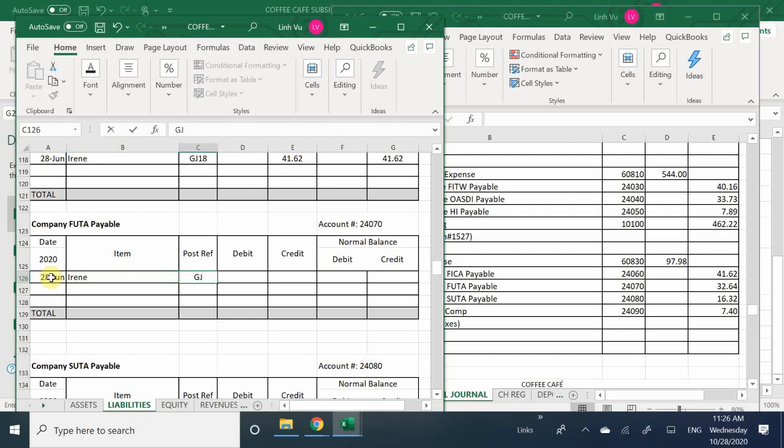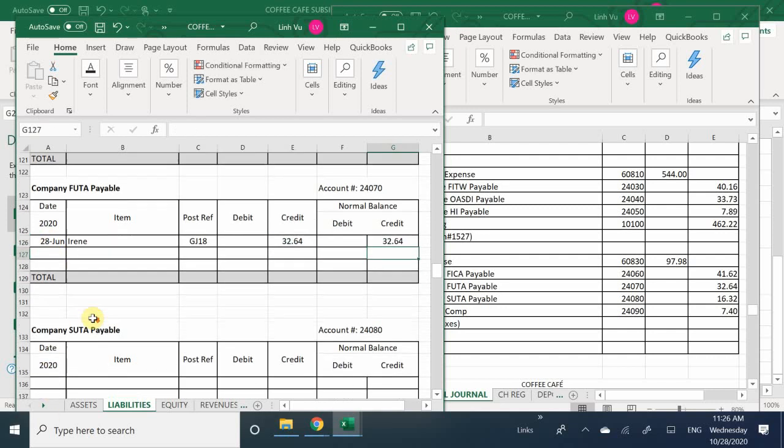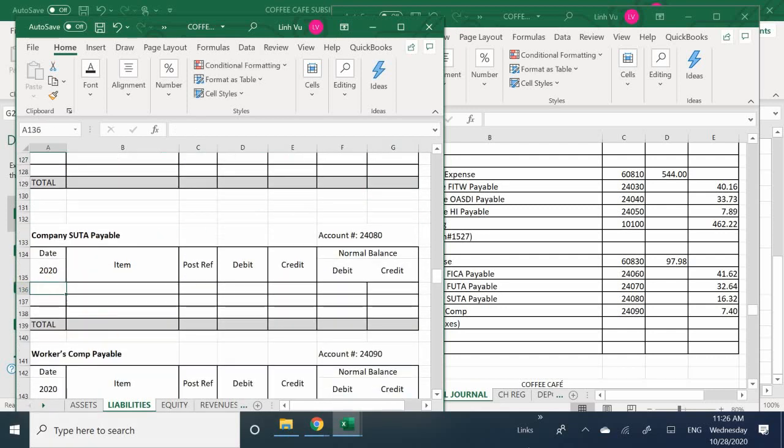How much was my company FUTA for? 3264, making my balance to be 3264. And then what is my company SUTA? 1632, bringing my balance to be 1632.